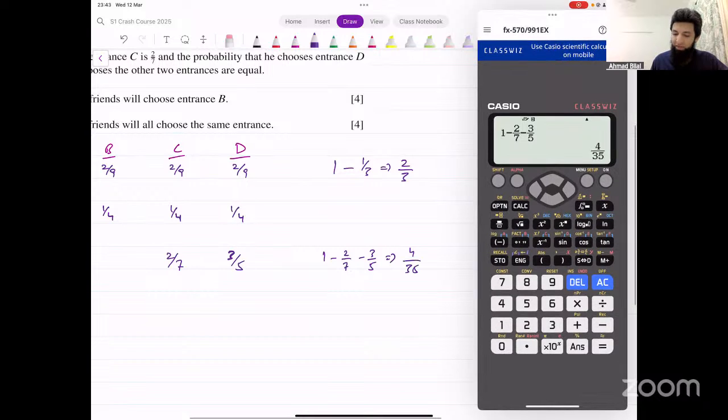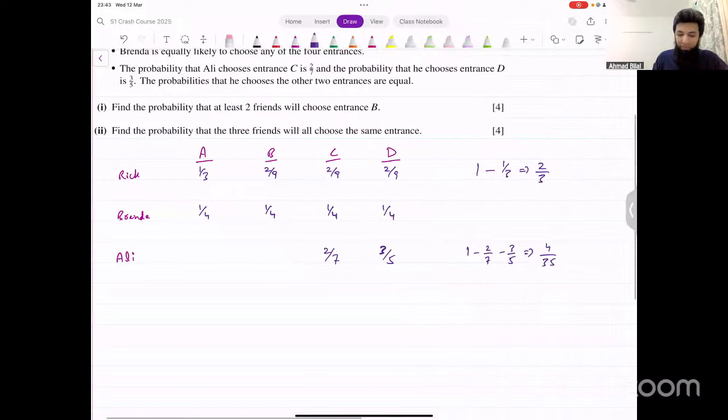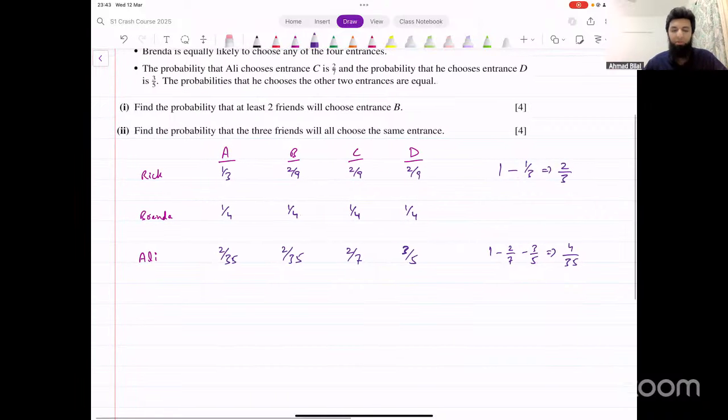That's the remaining probability. Now, this remaining probability has to be equally divided amongst the remaining 2 entrances. 4/35 divided by 2, that will be 2/35, right? So that means the probability of entrance A is 2/35 for Ali, and for B as well, it's 2/35. So these are all the probabilities that we have. Once you have listed down all the probabilities like this, now it will make it easier for you to understand what to do after this.